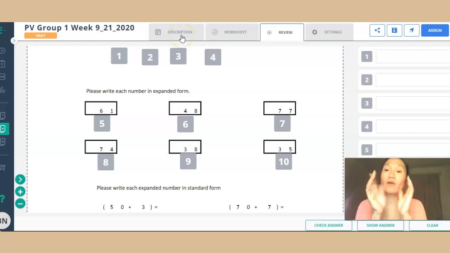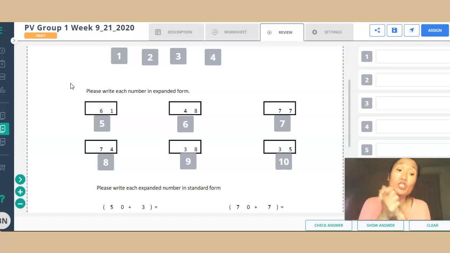Hi, mathematicians. We are going to be working on "Please write each number in expanded form." So, let's get started with that because this one will be a slightly longer lesson. Let's get moving. All right.